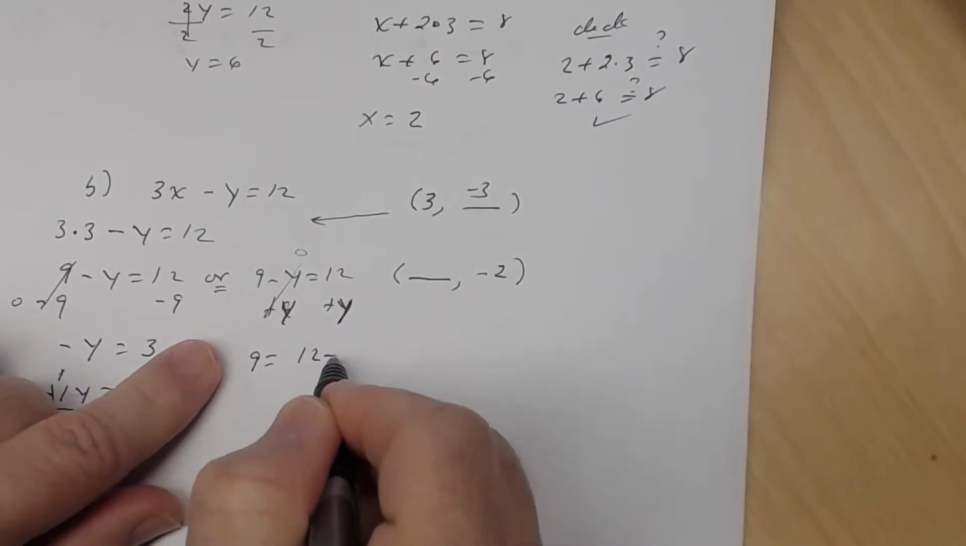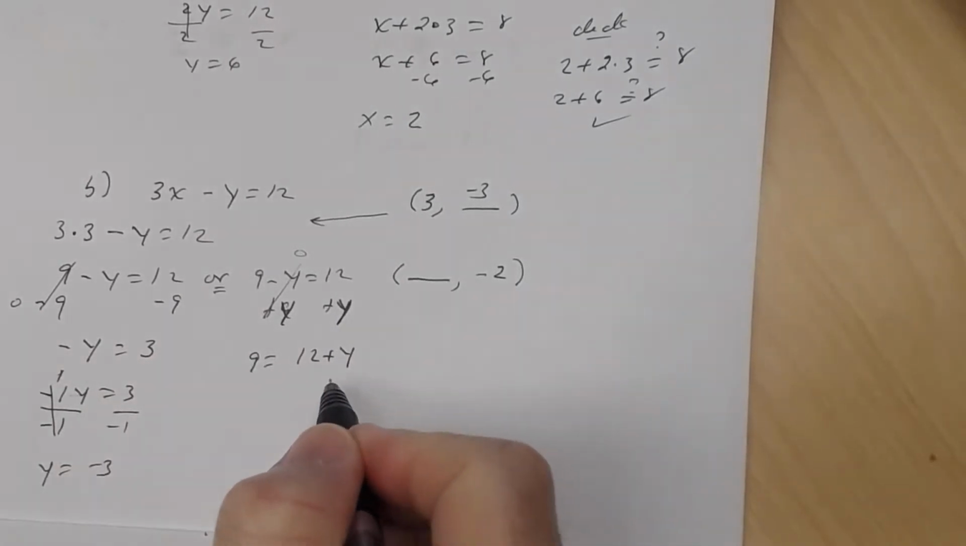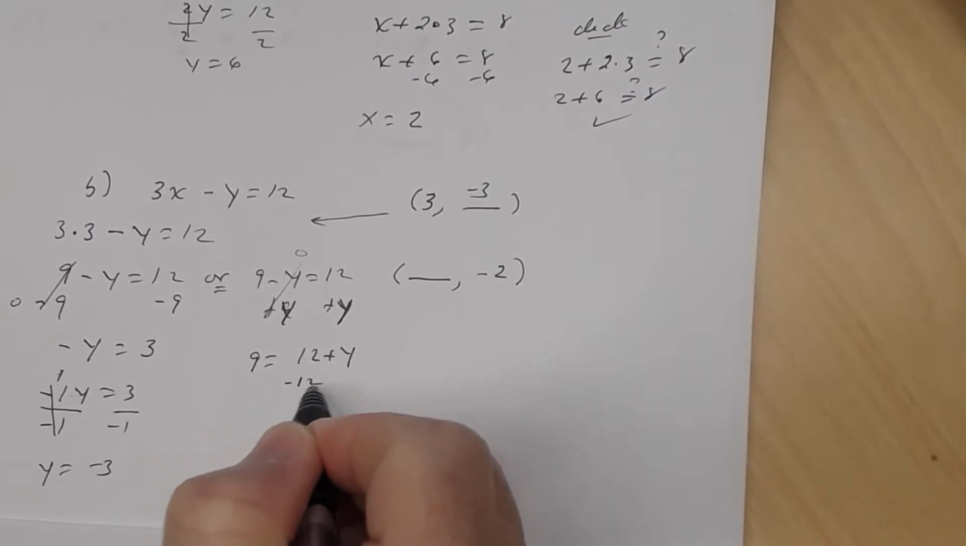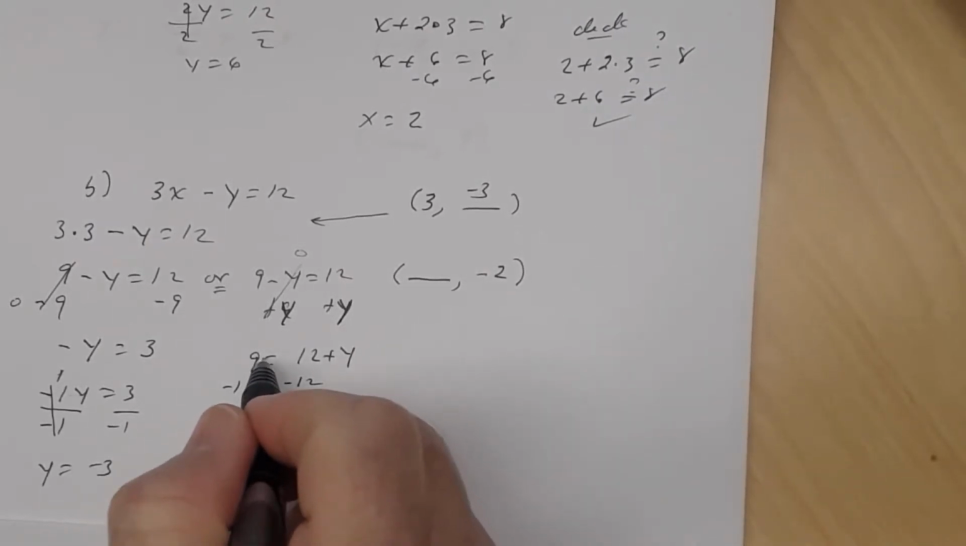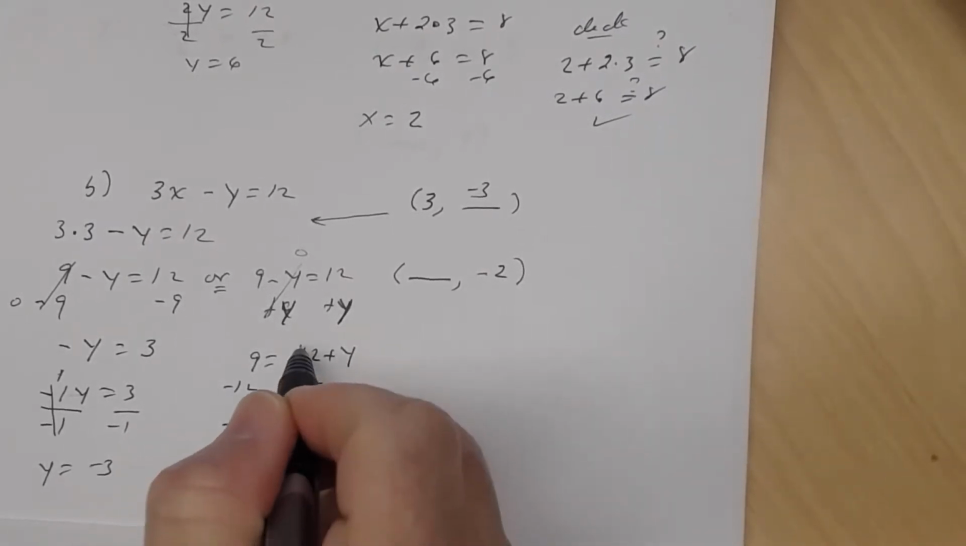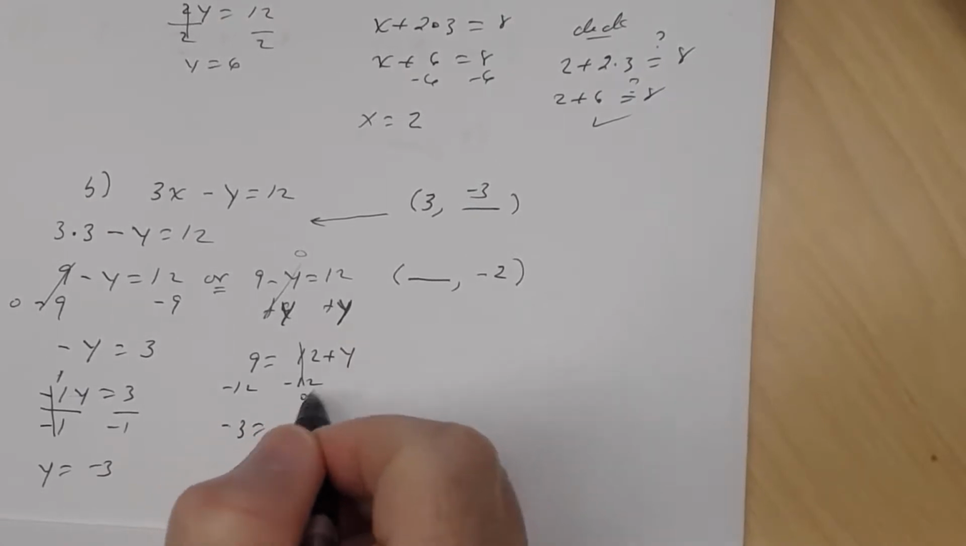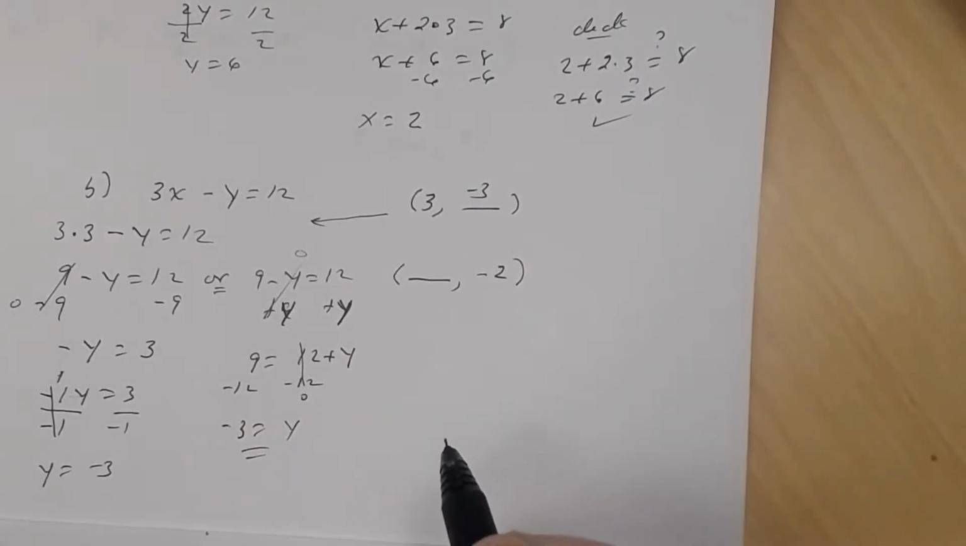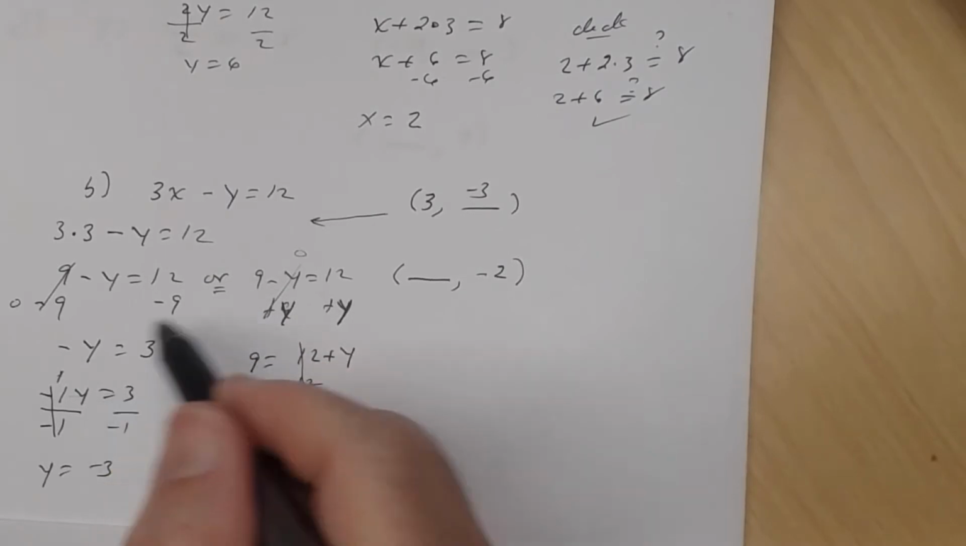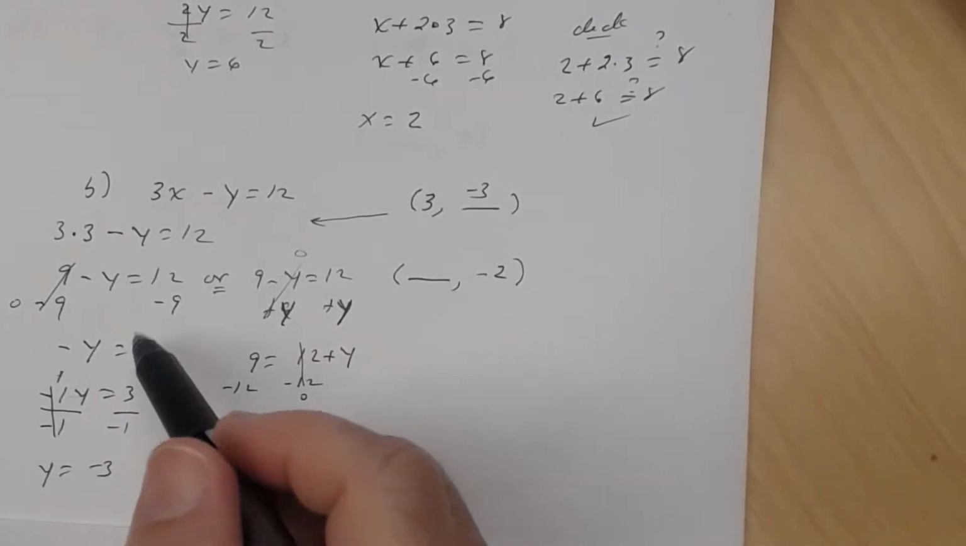So that's 12 plus y. And then to get y by itself, you subtract 12 from both sides. And notice what happens. 9 subtract 12 is a negative 3. 12 subtract 12 is 0. 0 plus y is y. And you're done. Okay, so you see the difference? You get the same answer.